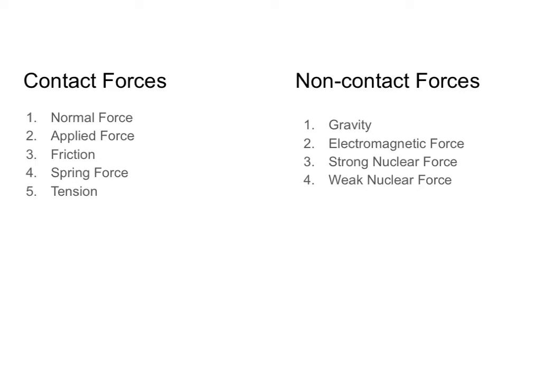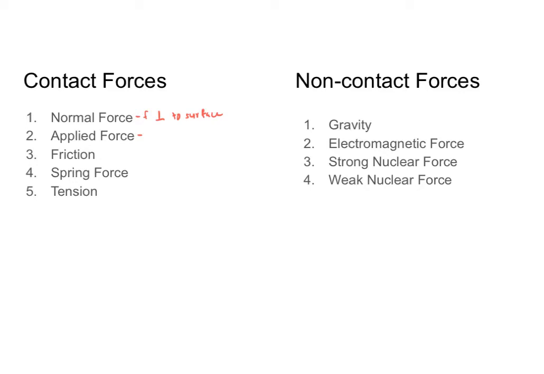So our contact forces, the ones that we'll be using pretty frequently in this class, are the normal force, which is the force perpendicular to a surface. So I'm going to use that little symbol for perpendicular. And what it does is it basically stops objects from falling through surfaces. So if you ever put a mug or a book or a plate of food on a table and it doesn't fall through, that is because of the normal force.